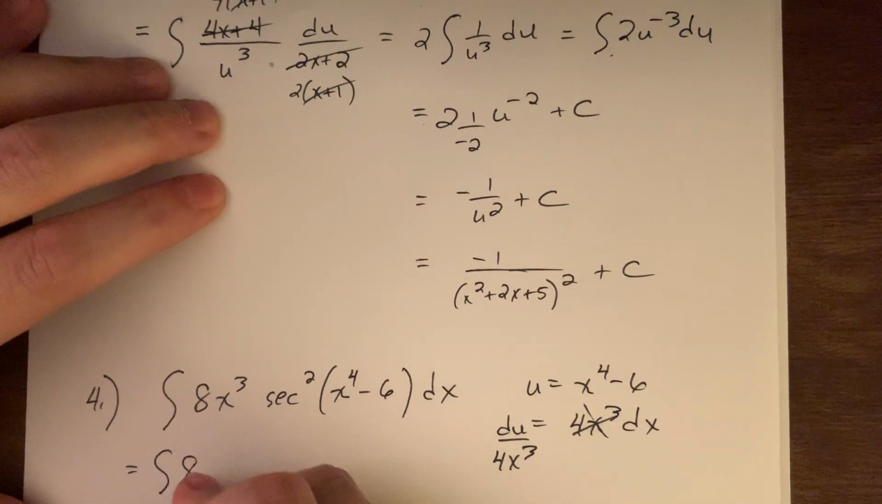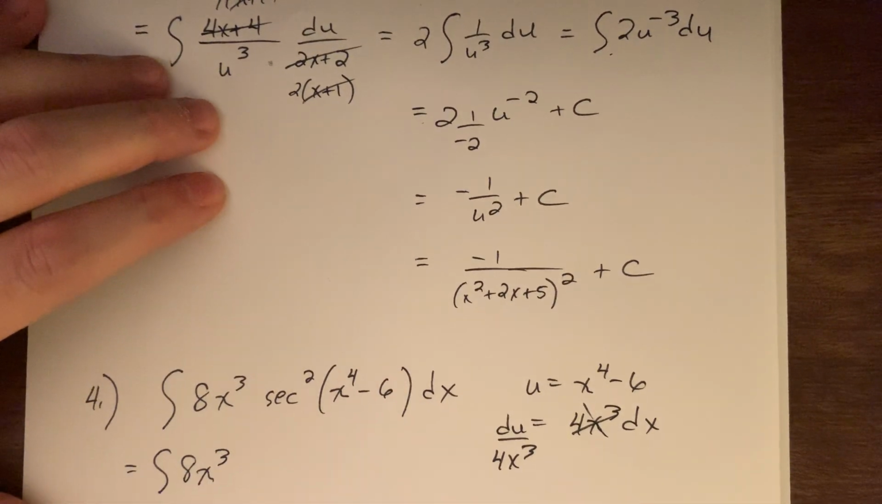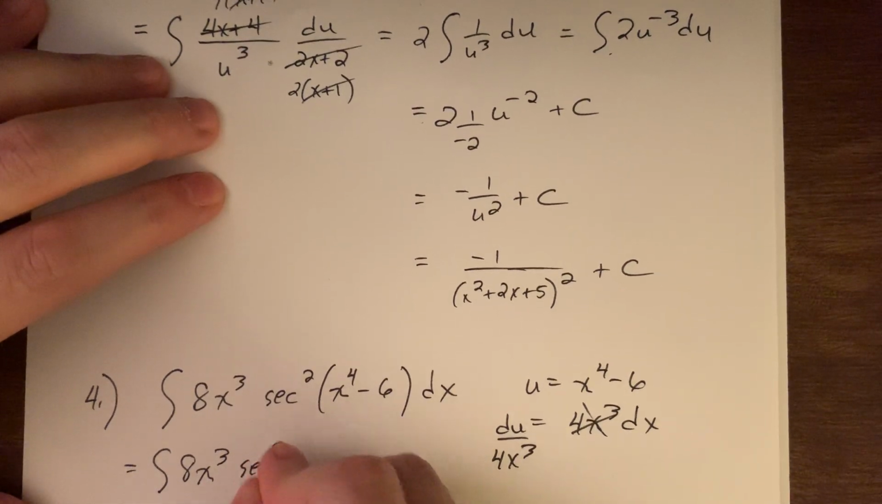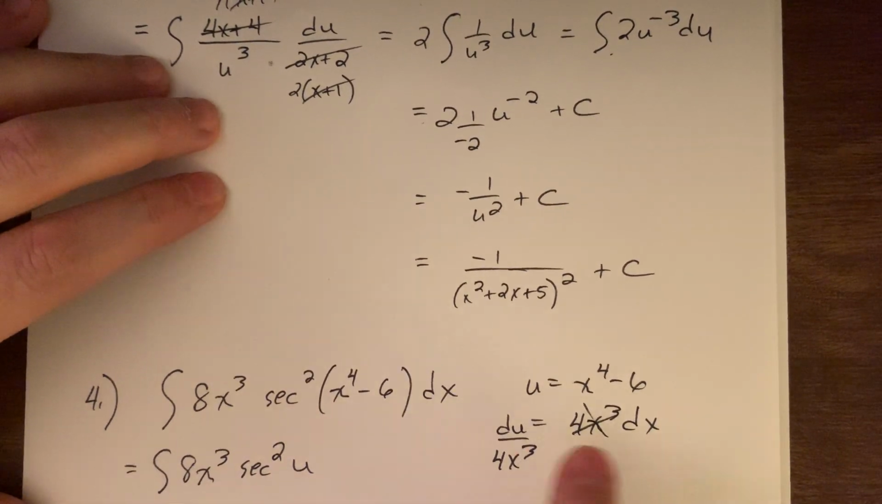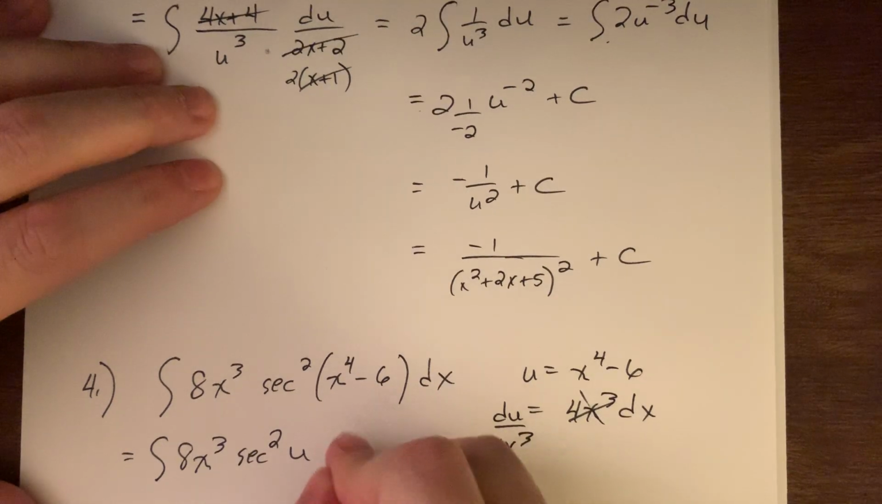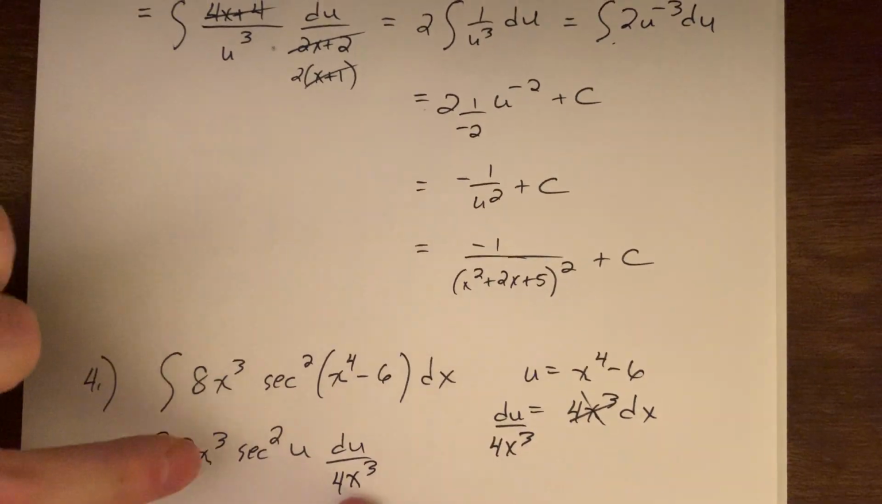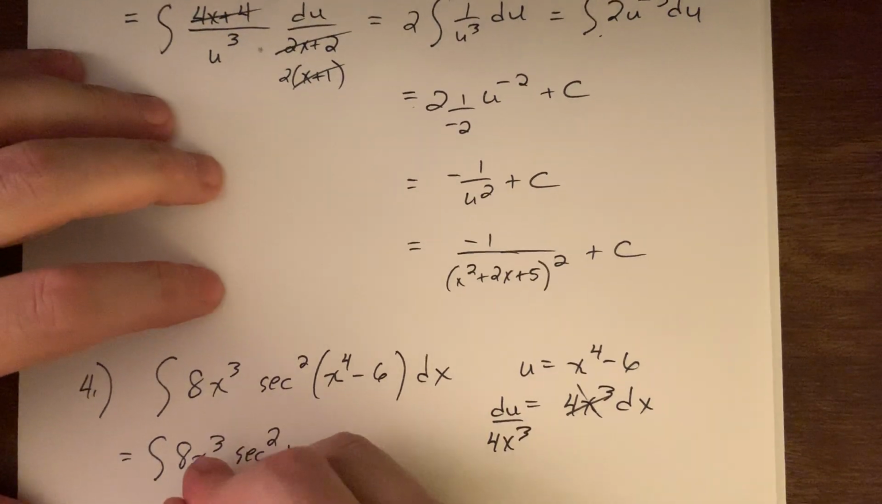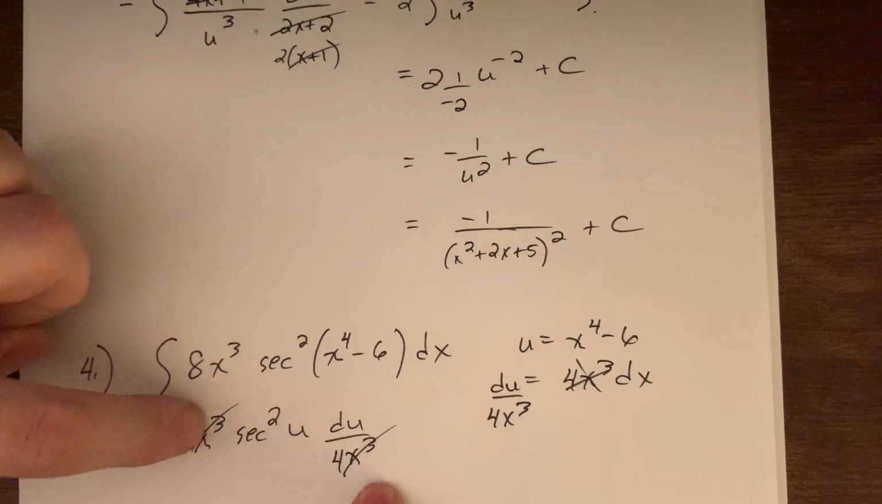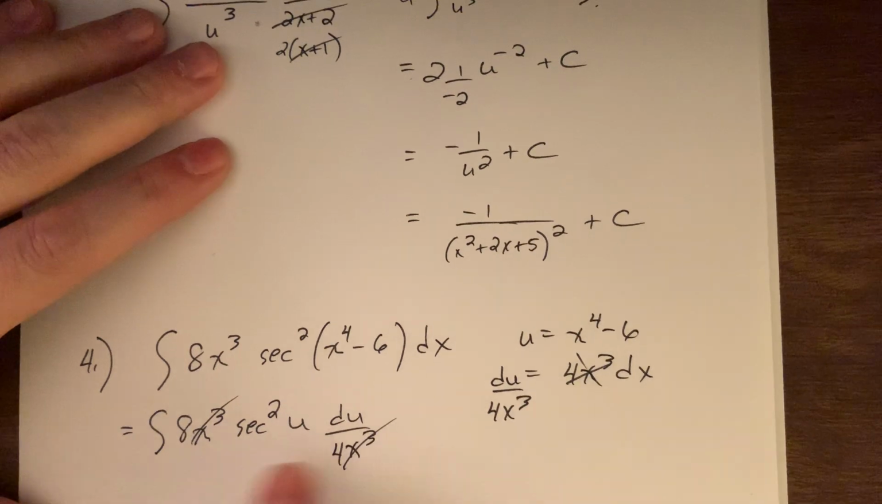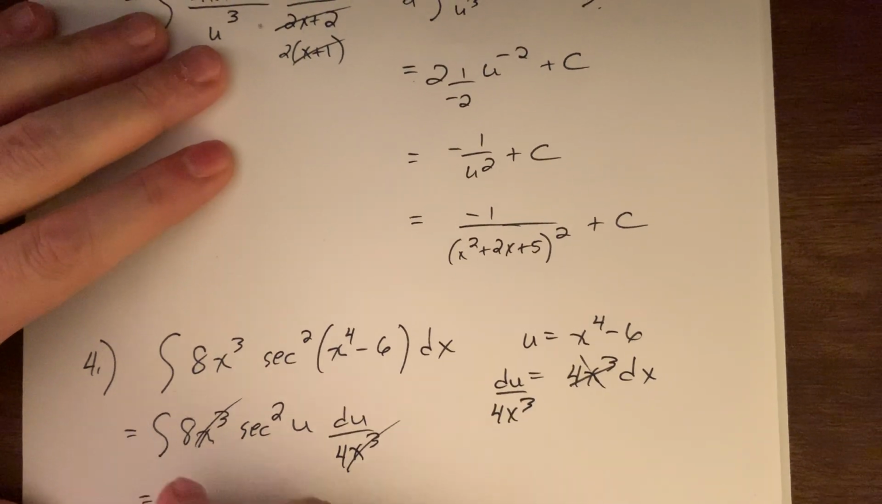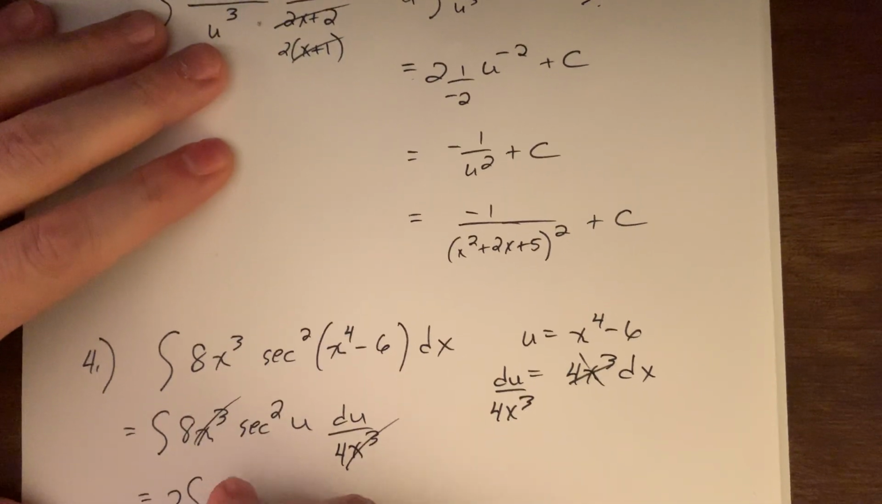And for the moment, this is hanging out, but this has become secant squared of u. The dx has become the du over 4x cubed. And if I wasn't seeing it here, I see it here. That should be a good feeling that we're on the right track. The x's have canceled. A little bit more, 8 over 4, well, that's 2.